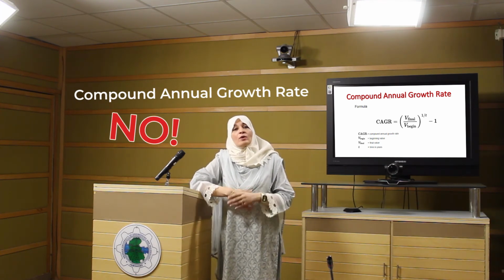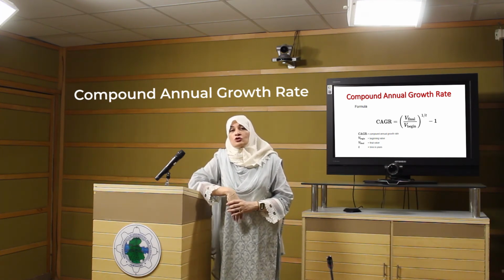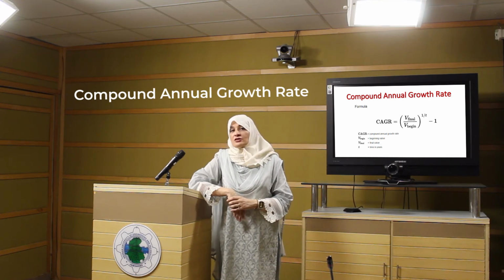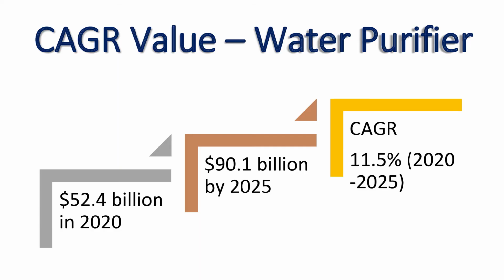This information is widely available on Google. So what we can do is just write down CAGR value for any specific industry for which we are developing the market landscape component. Suppose we can write CAGR for water purifier, and we'll get the information available.